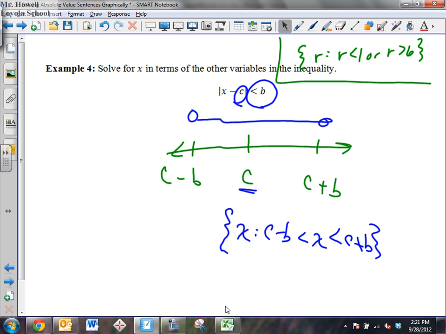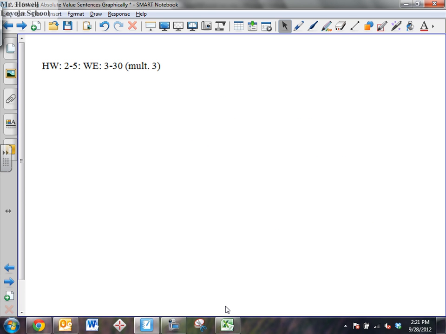This one's a trickier one, okay, but I think today's lesson was easier than yesterday's lesson. Okay? Homework: Section 2.5, I'll put it up, but I know some people are still copying. Section 2.5, 3 through 30, multiples of 3.